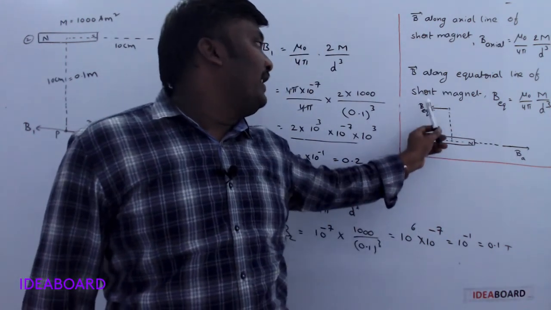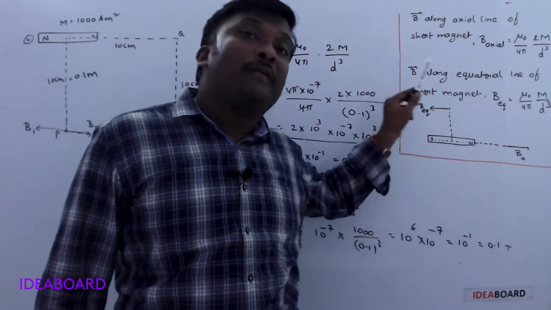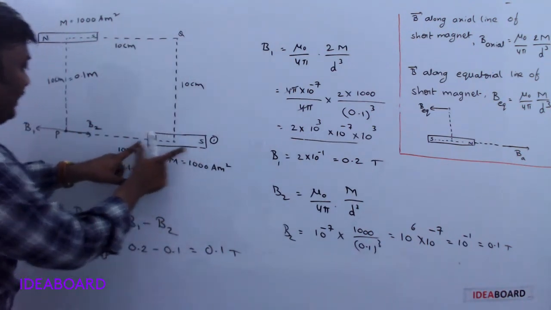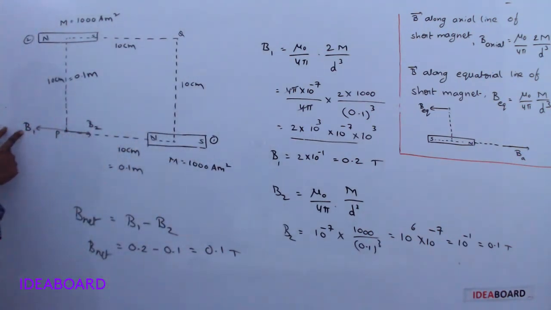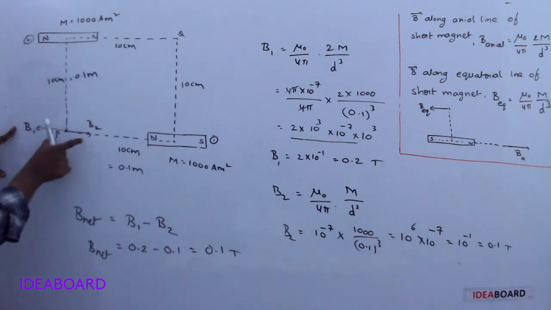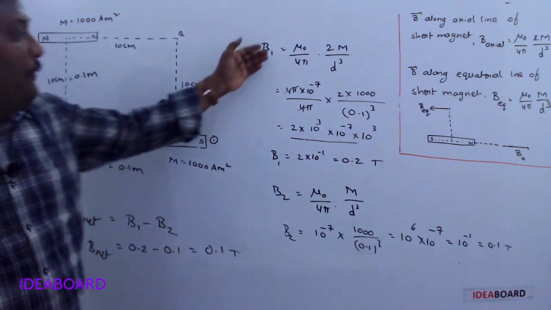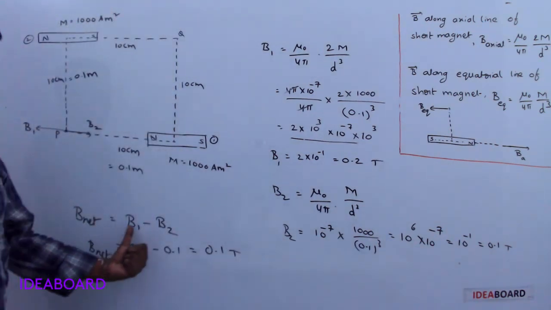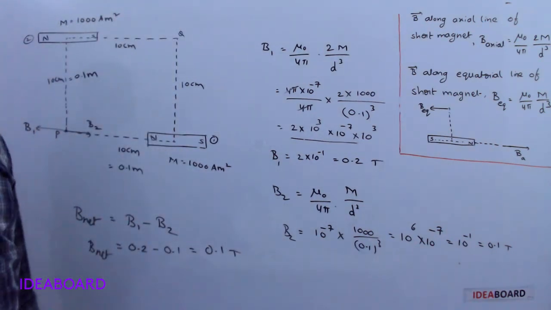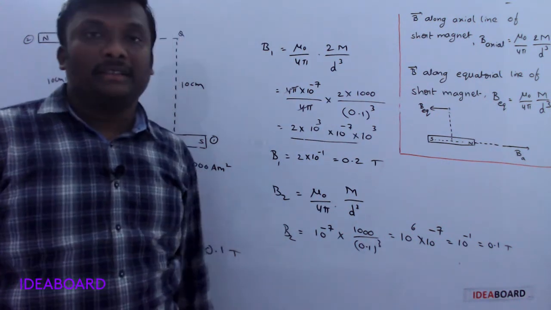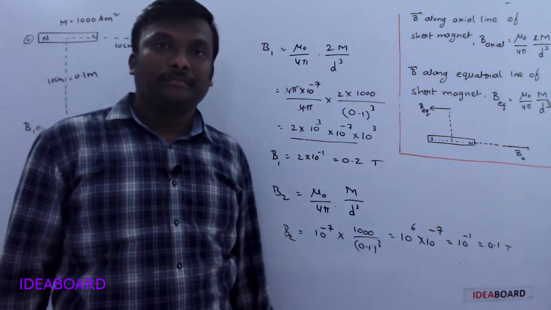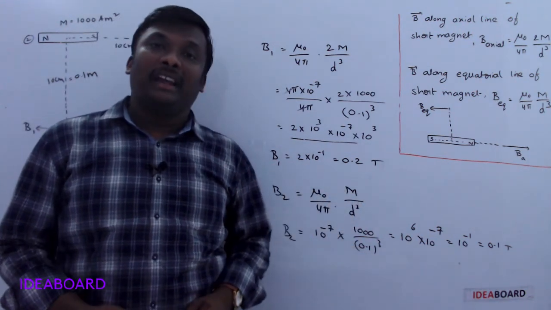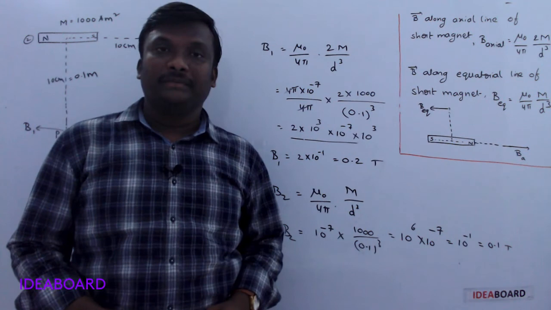Is it clear? One more time, please keep in mind, the axial line magnetic field induction is always from south to north. The equatorial line magnetic field induction is always from north to south of that particular magnet. So for this magnet B1 is in this direction, for this magnet B2 is in this direction. I found the B1 and B2 values, and the B net value is B1 minus B2. Finally I got 0.1 Tesla. Clear? So this is about the axial line, the equatorial line, and any point.